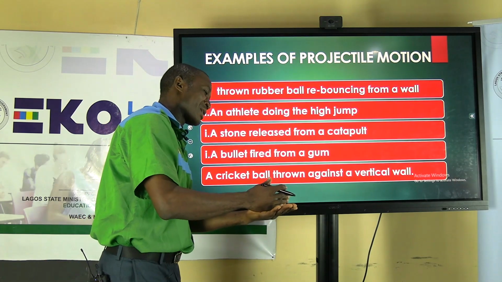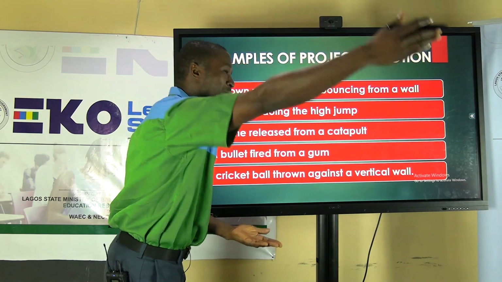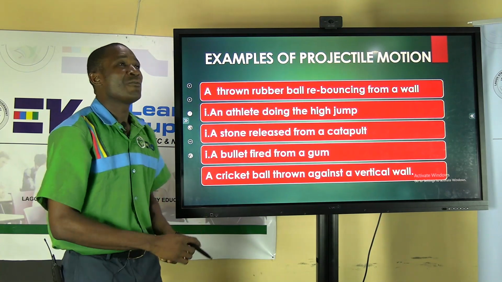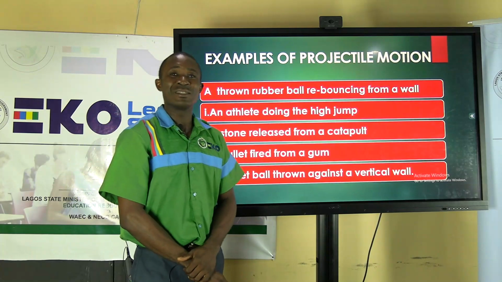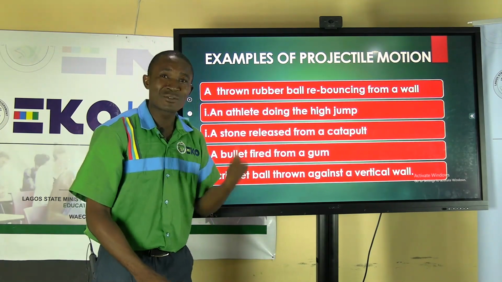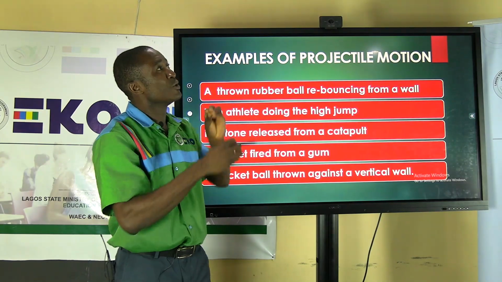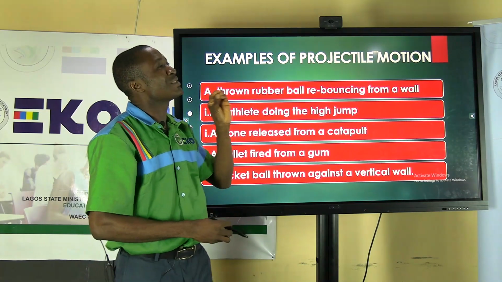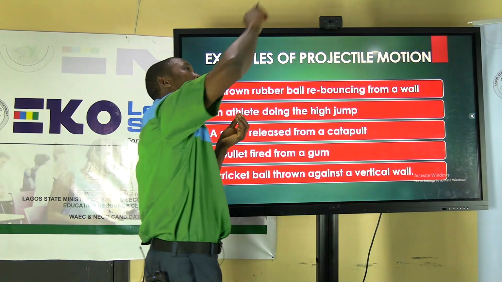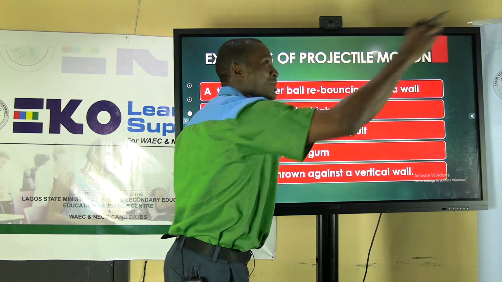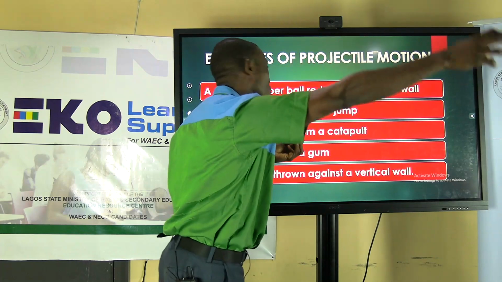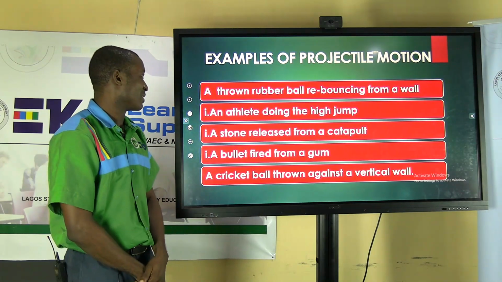So there's an upward movement, there's an onward movement. It's a projectile motion. If you want to hunt a bird, I remember those days in the village. You are going to the farm, you have a stone in your pocket, you shoot the stone from your catapult to the bird. So when you shoot, the stone goes up and moves forward. So there's an upward movement and an onward movement. That is a projectile motion.